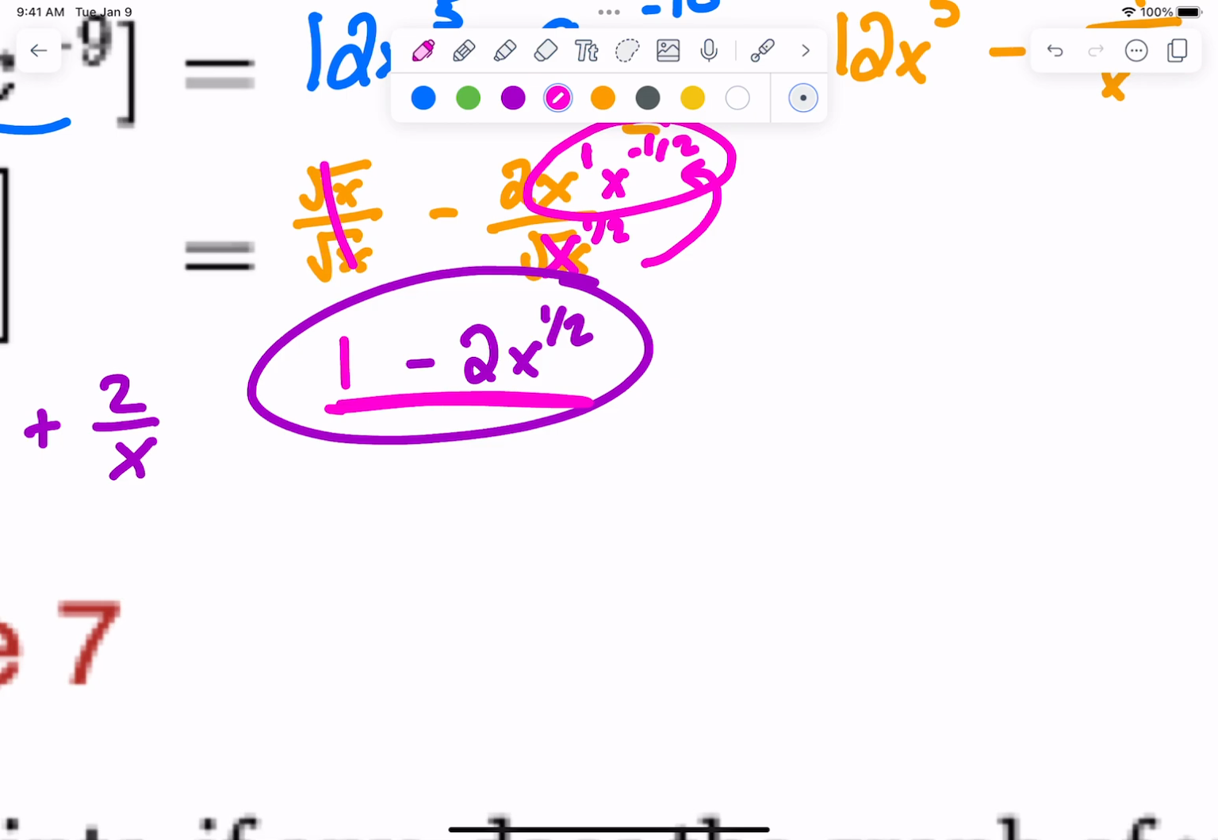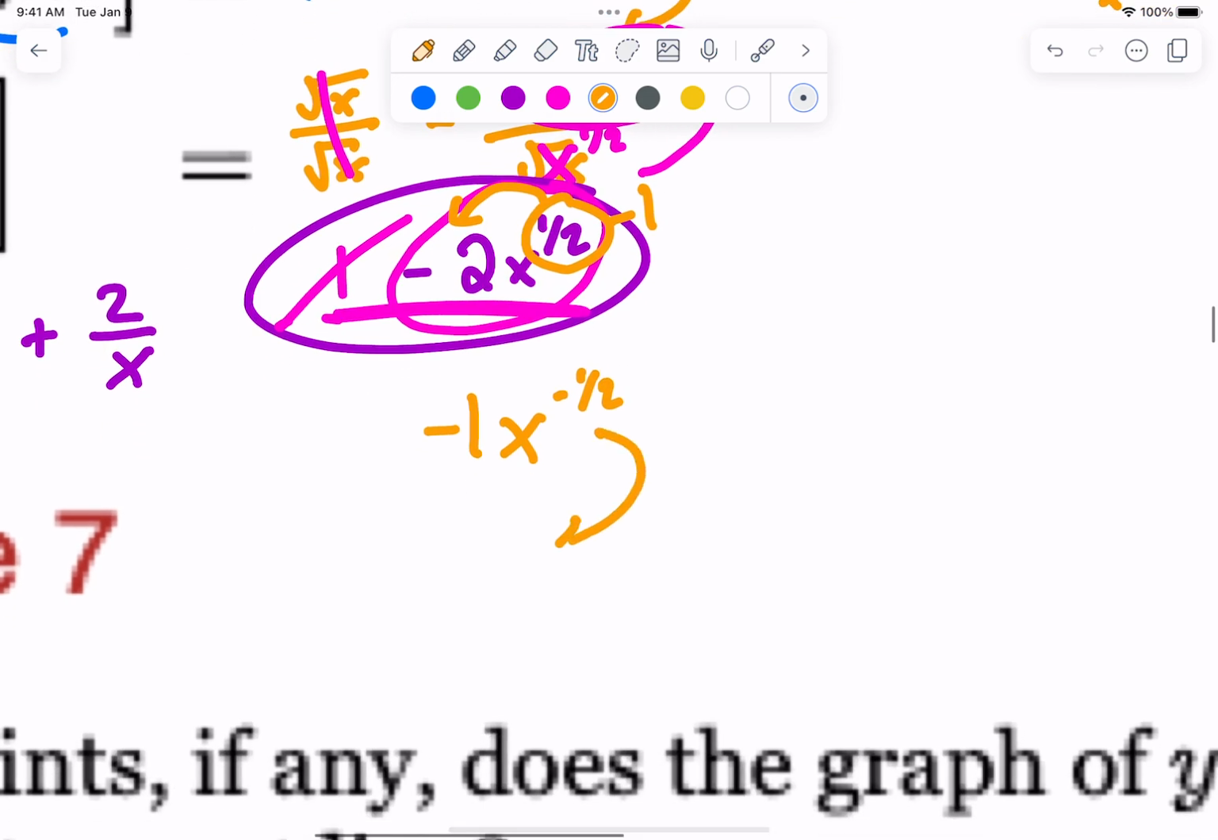What's the derivative of 1? 0. Any constant just poops out and goes away. Now I'm taking the derivative of this guy. I moved the exponent down in front. Negative 2 times 1/2 is negative 1. X to the, if I subtract 1 from 1/2, negative half. Okay, and now we put him back down to the bottom.